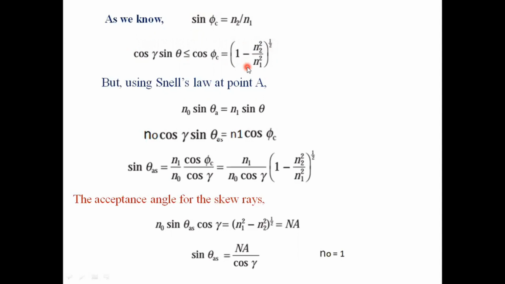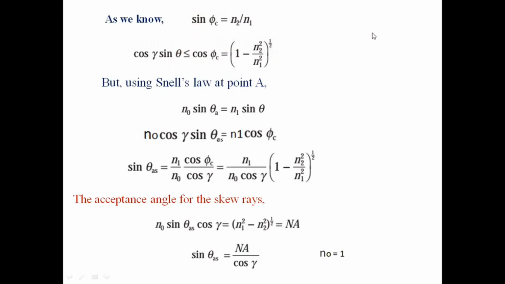In this case, total internal reflection is taking place. Whereas for meridional rays, we say the incident angle theta i should be greater than the critical angle; if that is the case, total internal reflection will occur for meridional rays. Whereas if it is a skew ray, the incident term cos gamma sin theta must be less than or equal to cos phi c, and automatically total internal reflection will occur. But this side is the general meridional ray angle.